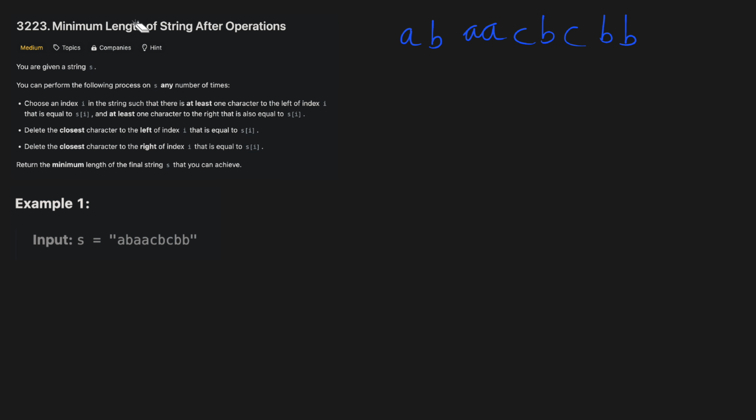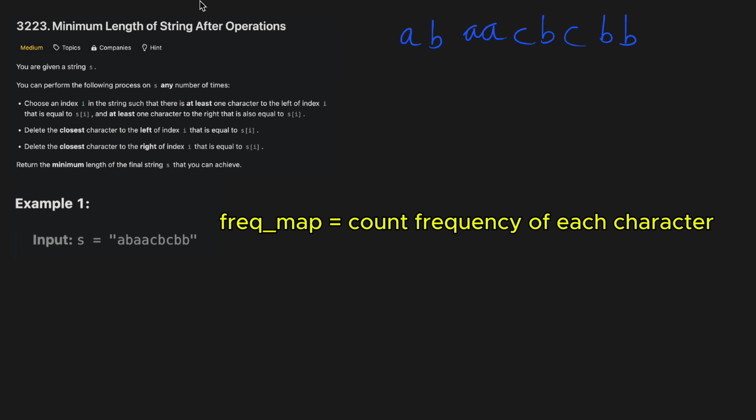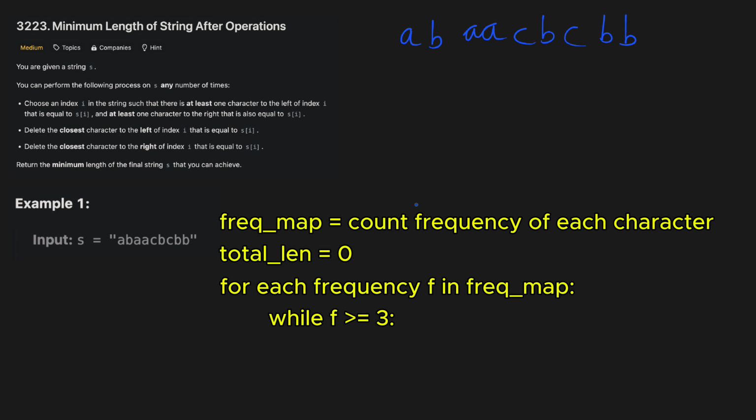So then our approach can be that we count the frequency of each character, and then for each character, if the frequency of the character is 3 or more, we can keep removing the pairs until we have fewer than 3 remaining. And these remaining characters will contribute to the final string. So the sum of all the remaining character frequencies will be our answer.